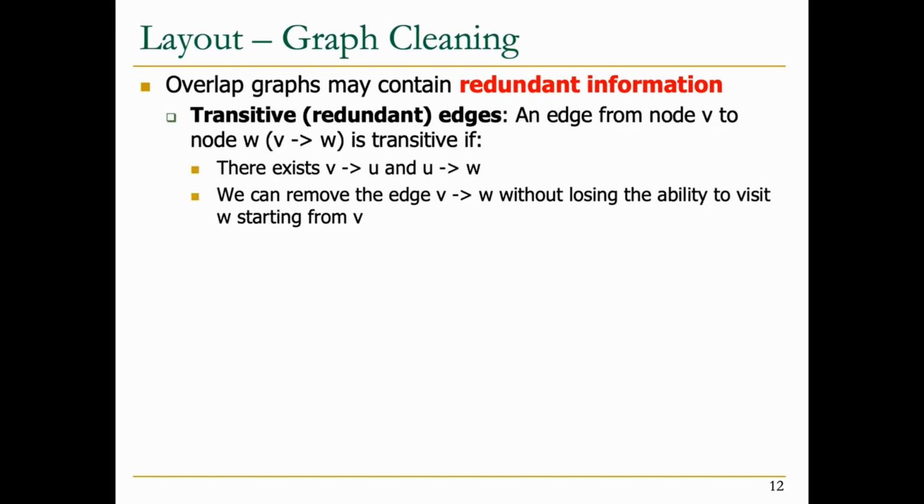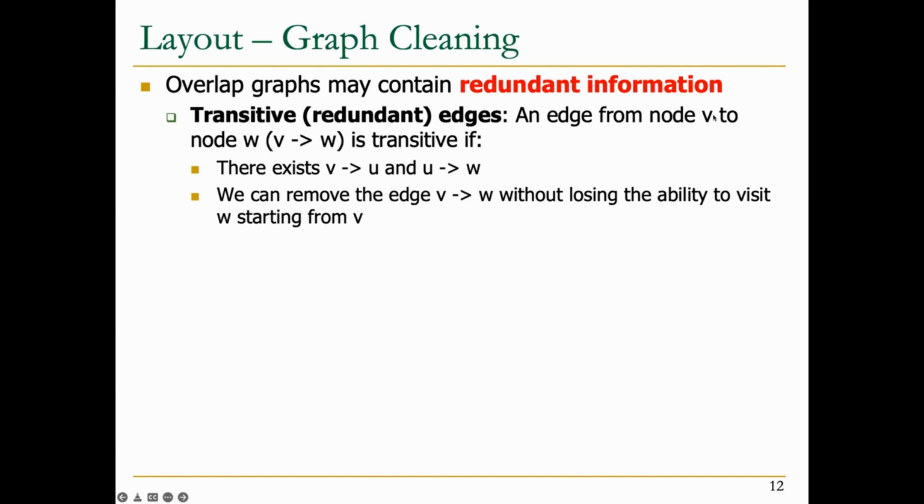First one is referred to as transitive or redundant edges. So these edges are usually, there are two different paths, but you could essentially take one of these paths and ignore the other one completely, and you wouldn't lose any connectivity information. So this is a more formal way of defining it.